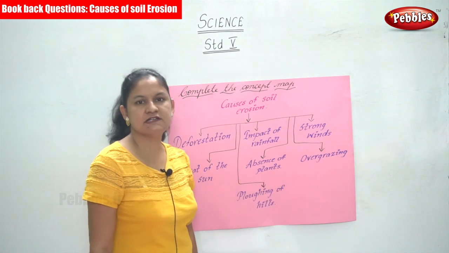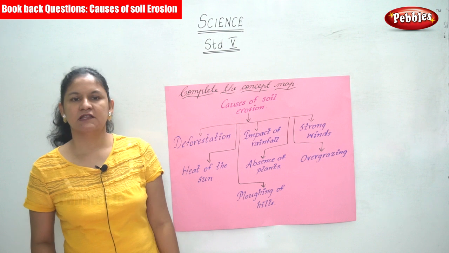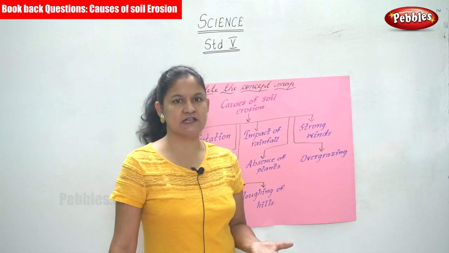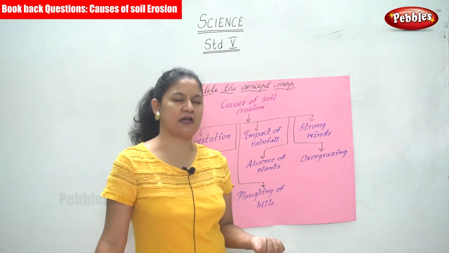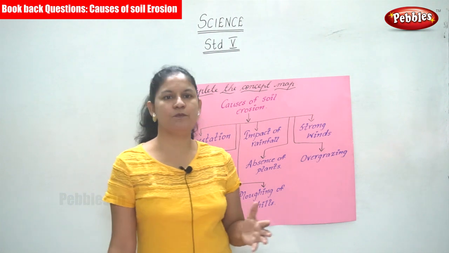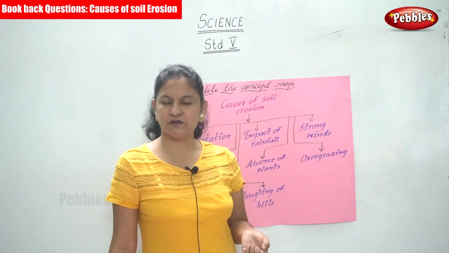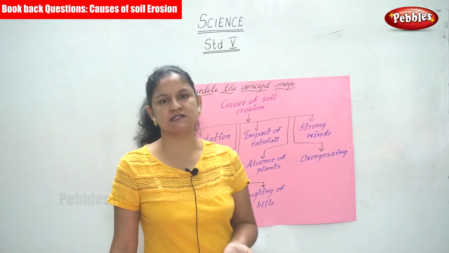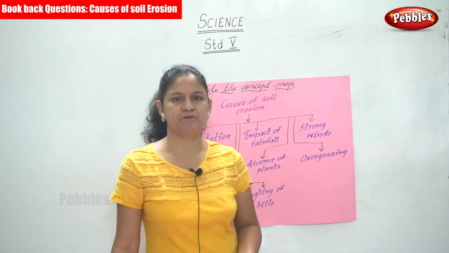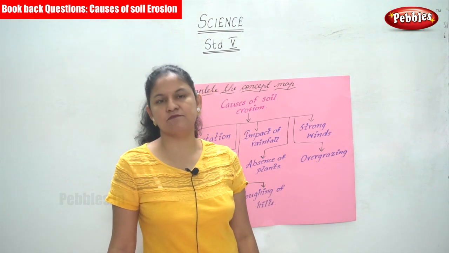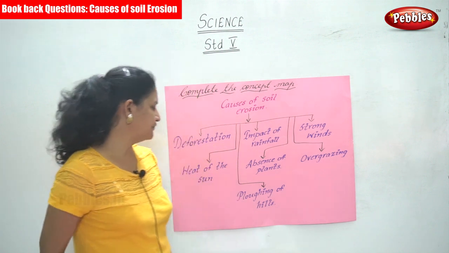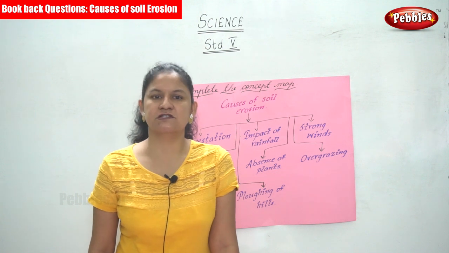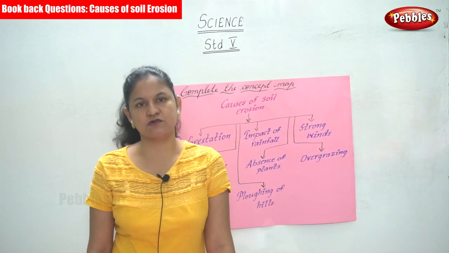The next cause is overgrazing. There should be separate places assigned for the cattle to graze and they are known as pastures. In case there are no pastures, then overgrazing leads to the cattle eating up all the plants and thus leaving the land barren. So overgrazing is another main cause for soil erosion. And the last is the ploughing of hills. So ploughing of hills also leads to soil erosion.